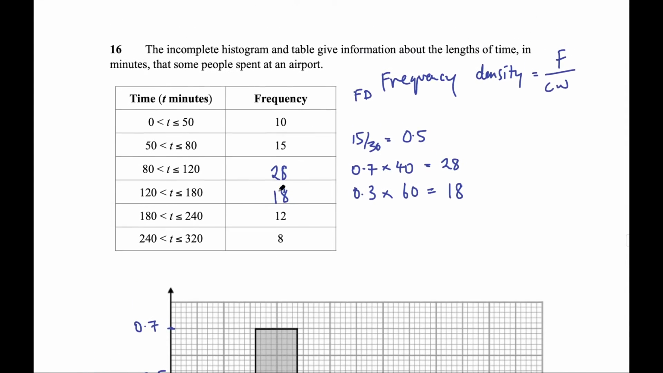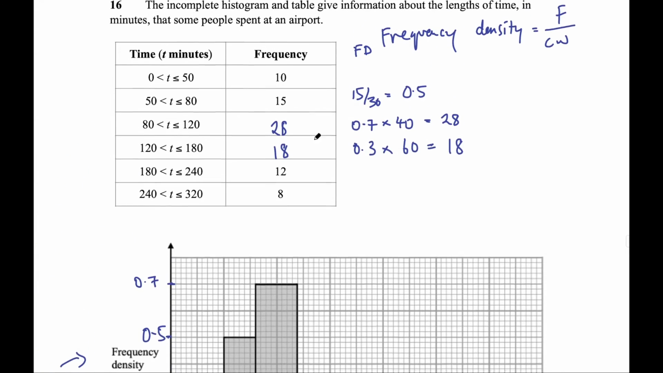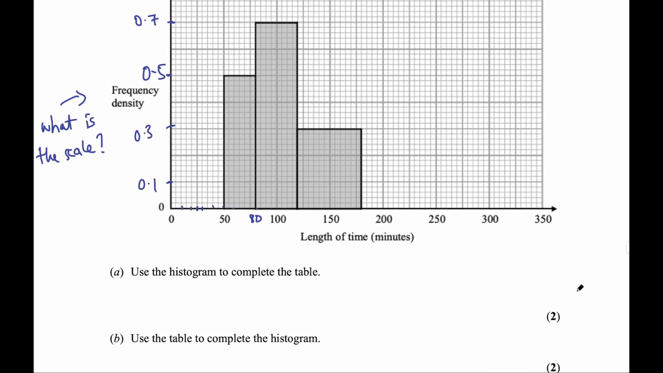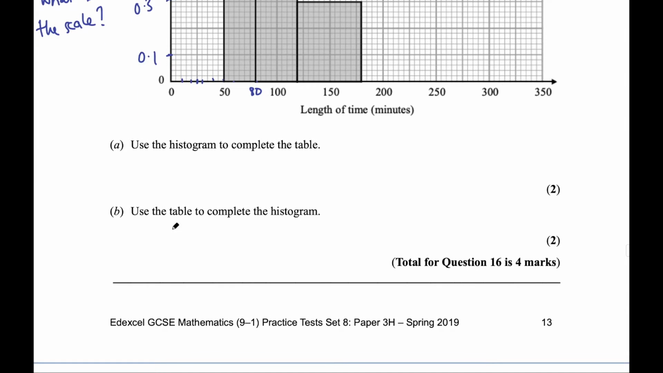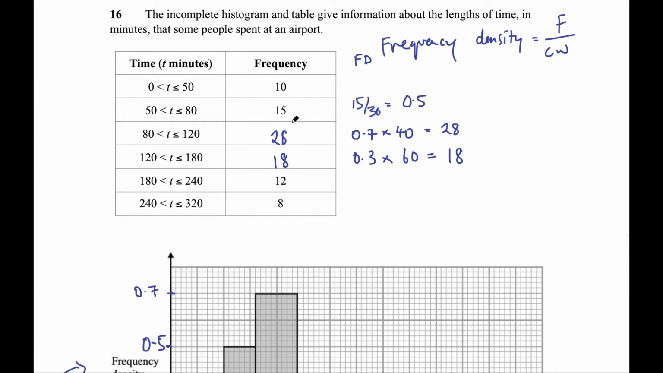Okay, so I'm not really sure what working out they'd want you to show, probably none. You can just put the answers in there for those 2 marks, and that would be fine. Part B says use the table to complete the histogram. Okay, so now we need to draw in the bars for the other rows here in this table.